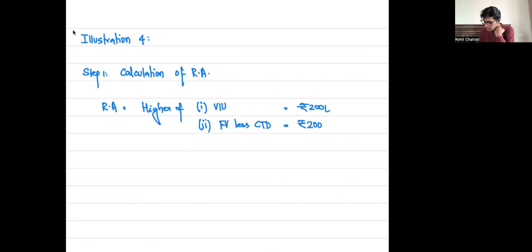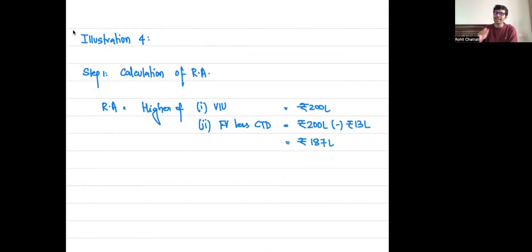Fair value is also equal to 200 lakhs. You have less cost of disposal of rupees 13 lakhs. So fair value less CTD is going to be equal to 187 lakhs. You were given the additional information of CTD, which is equal to 13 lakhs, and therefore fair value less CTD is equal to 187 lakhs. In the previous illustration, the question gave us FV less CTD directly as 238 lakhs. Over here, we are required to calculate FV less CTD.